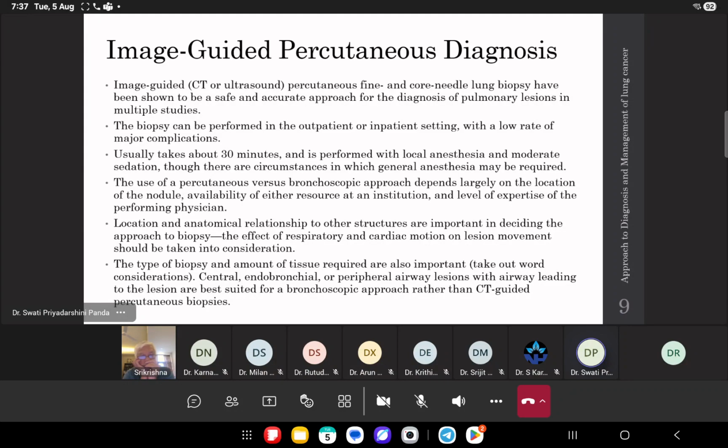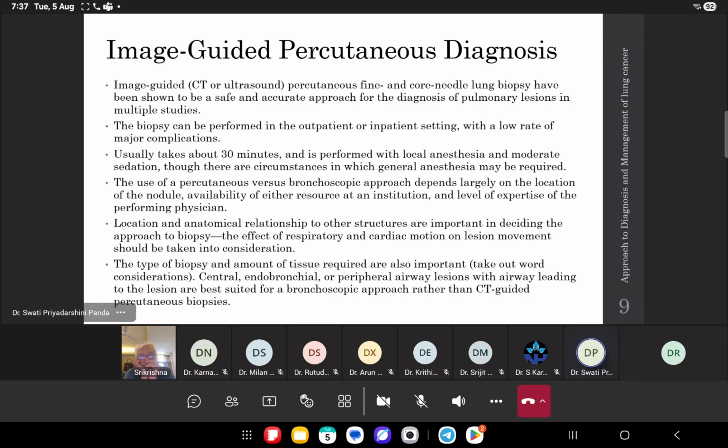Location and anatomical relationship to other structures are important in deciding the approach to biopsy. The effect of respiratory and cardiac motion on lesion movement should be taken into consideration. The type of biopsy and amount of tissue required are also important.